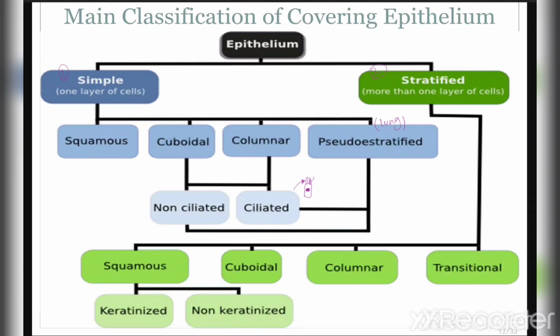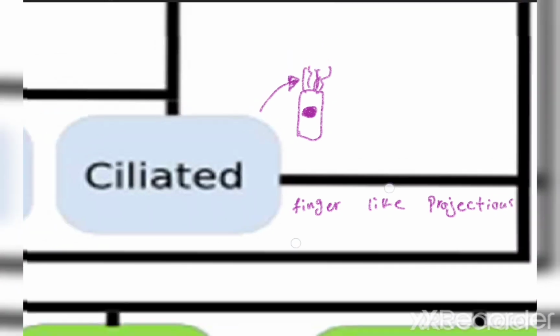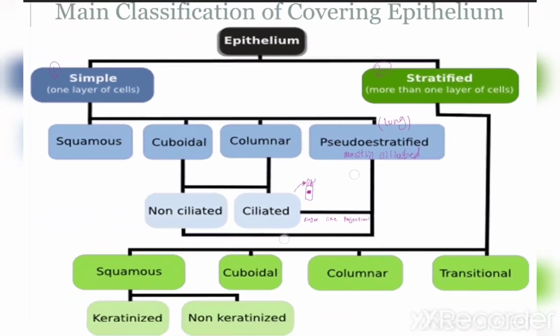The pseudo-stratified is also mostly ciliated, but sometimes non-ciliated. Cilia are finger-like projections on the top of the epithelial cells. They are moving. They are responsible for the movement of particles, foreign bodies or certain substances from one part of the body to another part. The height of the cilia is about 5 to 10 micrometer in length.